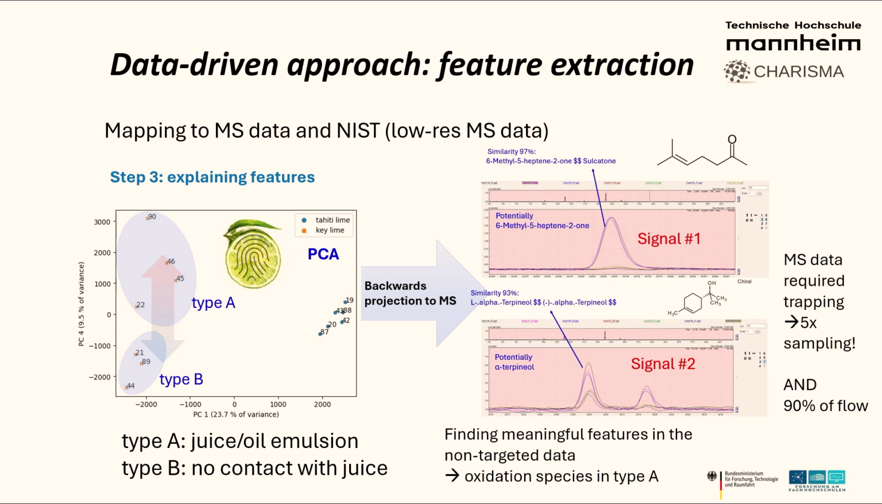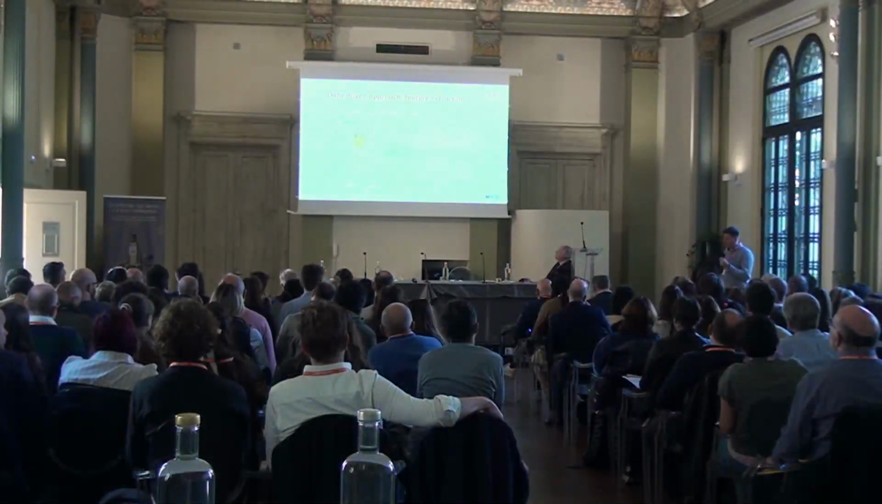Why does it make sense to use GC-IMS here? Because in a non-targeted approach, we wouldn't have found it, because the intensity is so low that we even had to enrich that in a trap sample 5 times, because we're just doing headspace. We're not doing a liquid injection, okay?